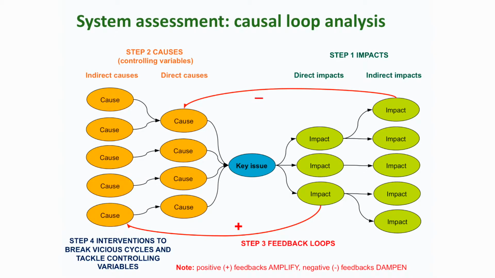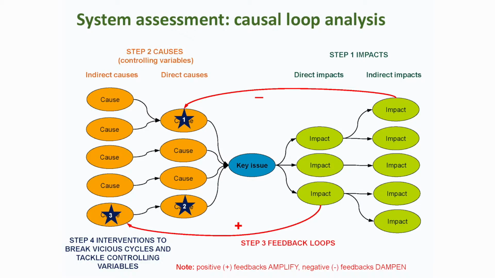We want you to have a look at whether these feedback loops are both positive or negative. Positive means that it's actually amplifying that negative impact, and negative means it's dampening. So positive doesn't mean it's making it better, it means it's making it worse. So positive is amplifying.